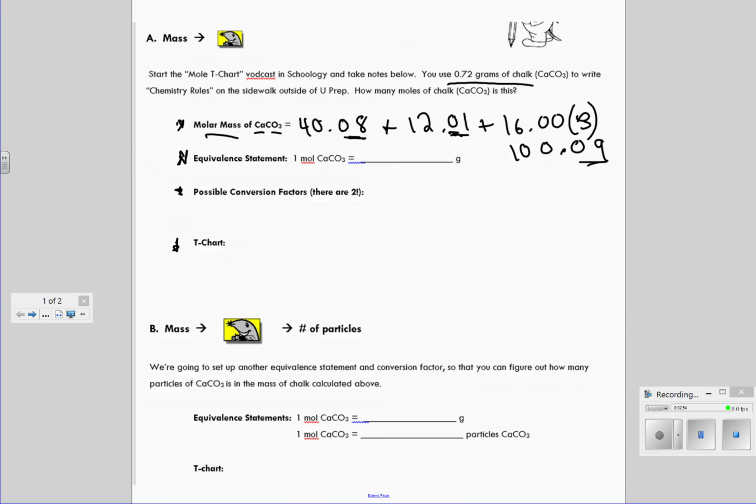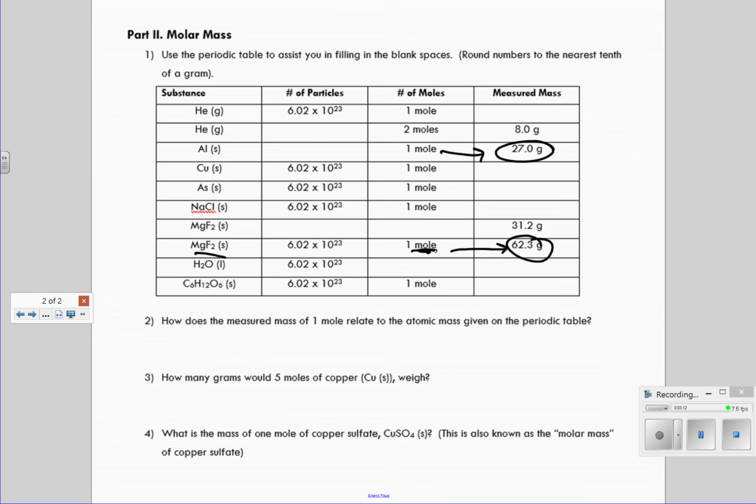So bring it down to the equivalent statement. Remember, equivalent statements are things like 1 day equals 24 hours. Well, now we know we can say that 1 mole of calcium carbonate will weigh 100.09 grams. Just like over here, we can say that 1 mole of magnesium fluoride weighs 62.3 grams.